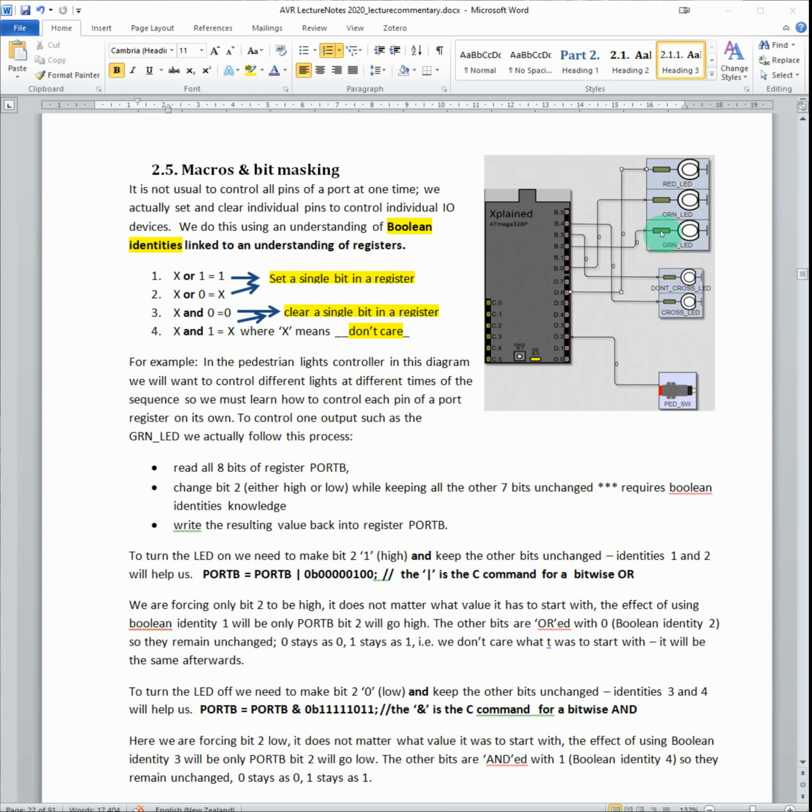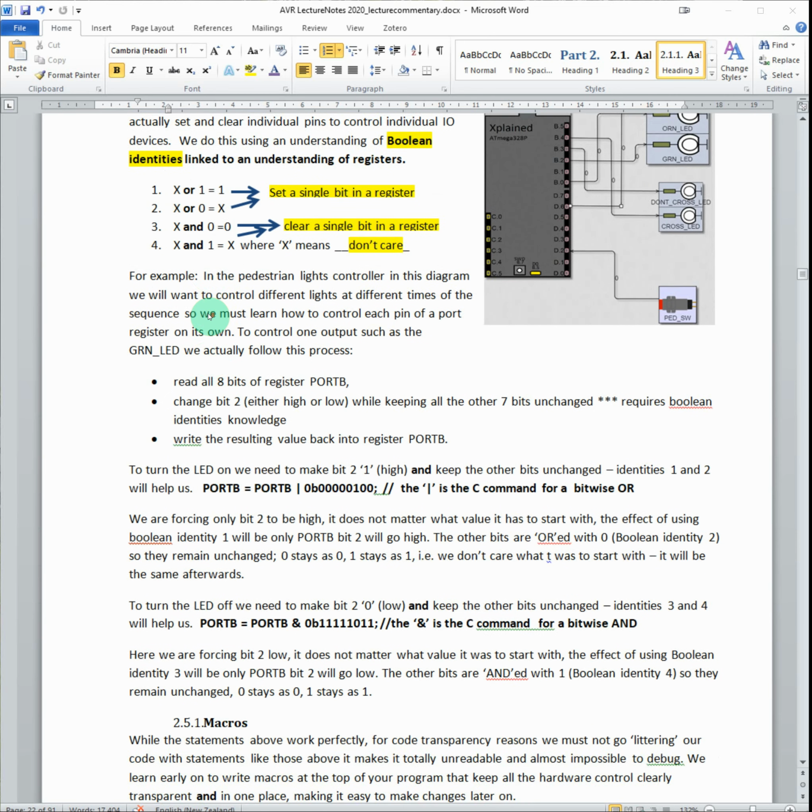If we want to turn off an LED, that means clearing it to a 0, then we set that particular bit to 0, and the other bits we keep as they are. So we AND it with something which only has a 0 in one specific bit location. And that's what these commands mean. We're going to unpack them in a bit of detail.